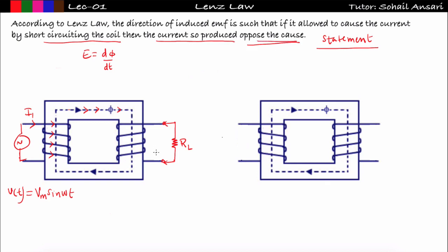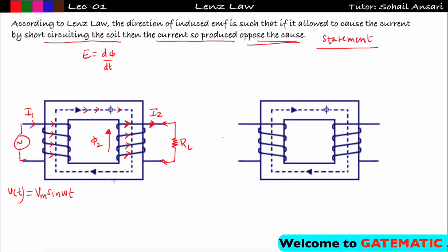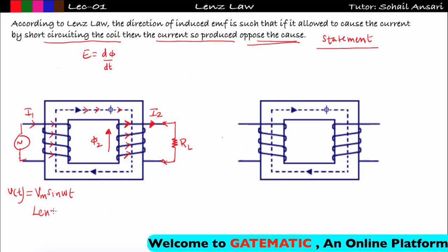Now let us assume that if I short circuit this terminal, then current I2 is produced whose direction is something like this. That means the coil current direction I2 will be like this. Got it? Now apply the right hand thumb rule in order to find the flux phi 2. The direction of flux phi 2 will be something like this. You can see that this flux phi 2 is opposing the main flux. That means Lenz law is already included in this circuit.